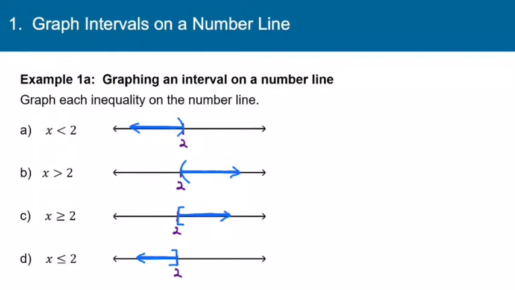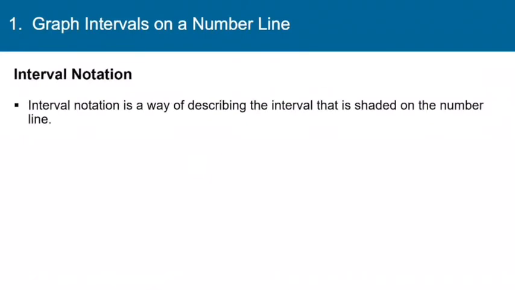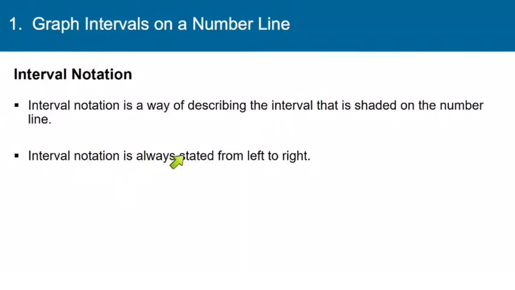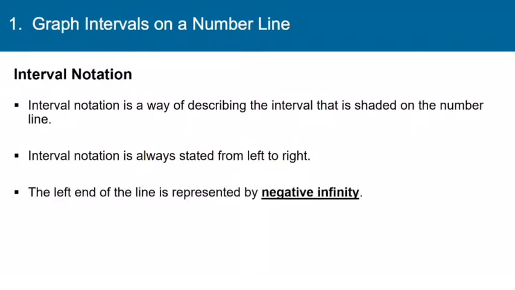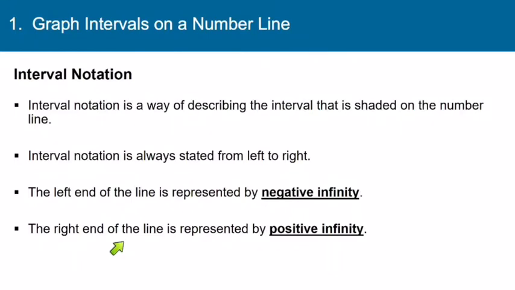Now that we know how to graph the solution on a number line, let's talk about interval notation. Interval notation is just a way of describing the interval that is shaded on the number line. Interval notation is always stated from left to right. So you start with the left end and you go to the right end. The left end of the line is represented by negative infinity. And the right end of the line is represented by positive infinity.